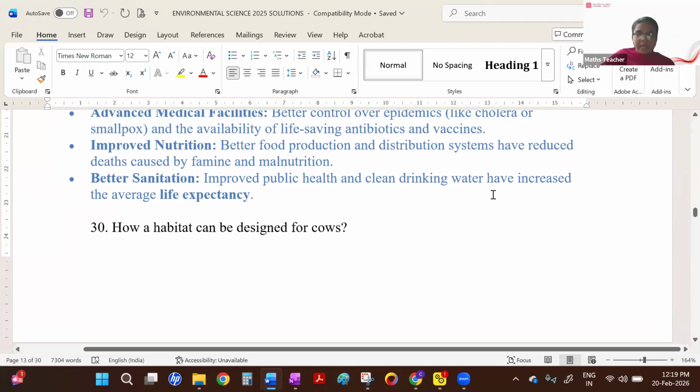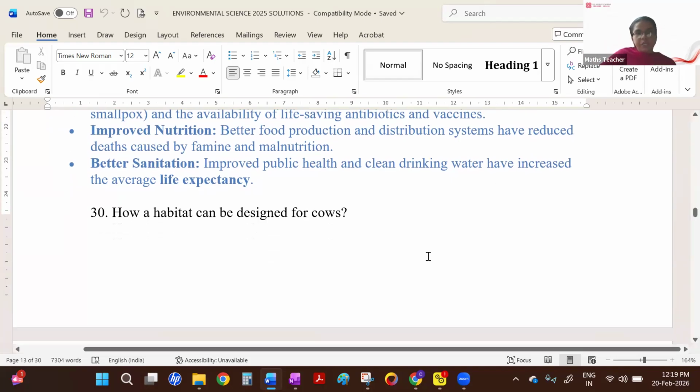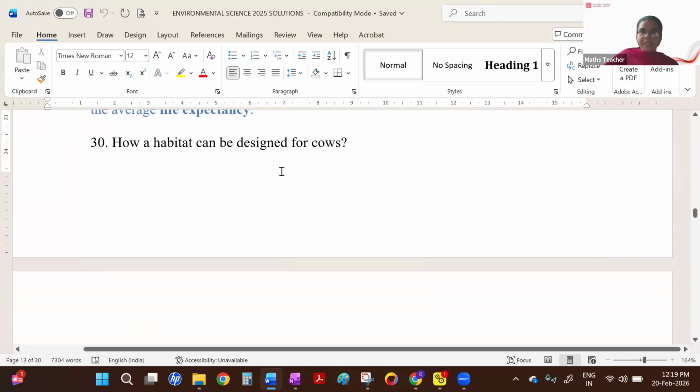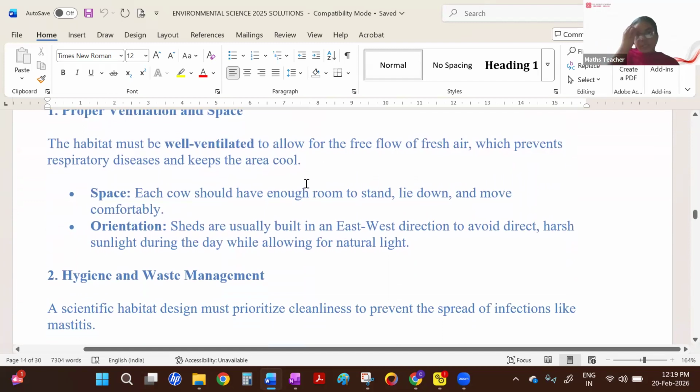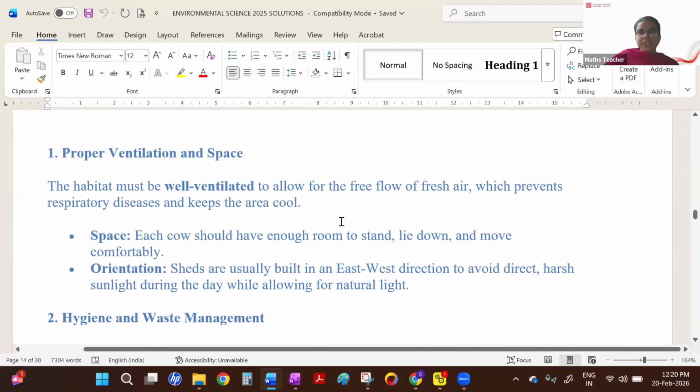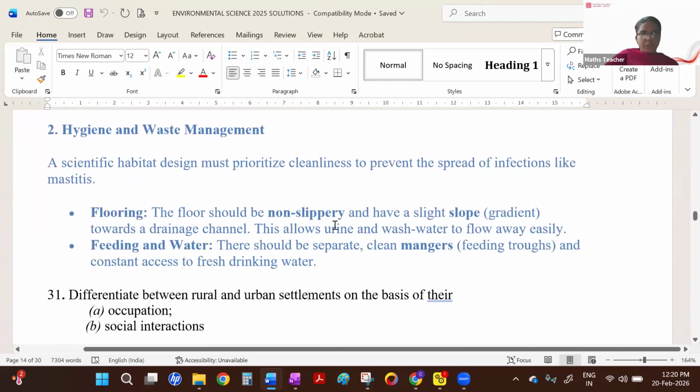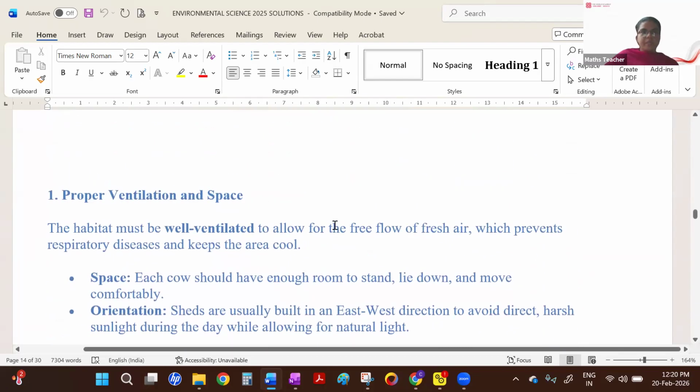So all of these things, the increase in natality and decrease in mortality, are the two reasons for the rapidly increasing population. Then the next one: how a habitat can be designed for cows. Cows should have a well designed place. Proper ventilation and space are important. The habitat must be well ventilated to allow for free flow of fresh air, which prevents respiratory diseases and keeps the area cool.